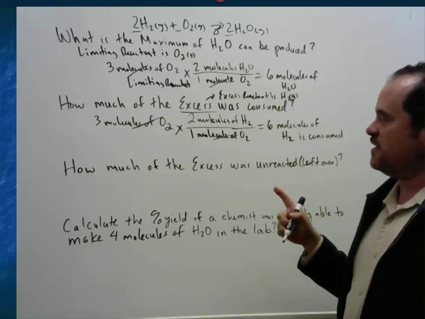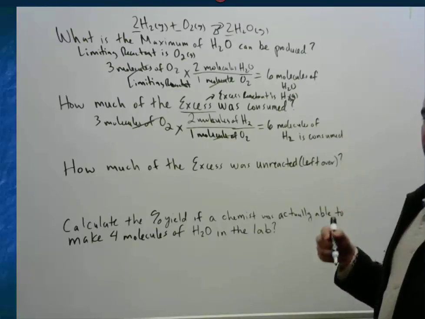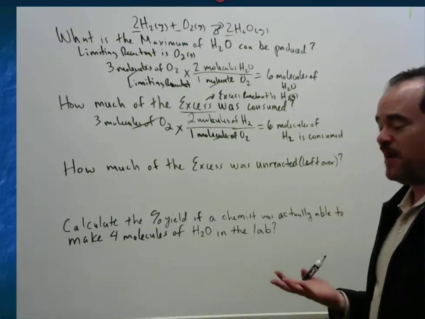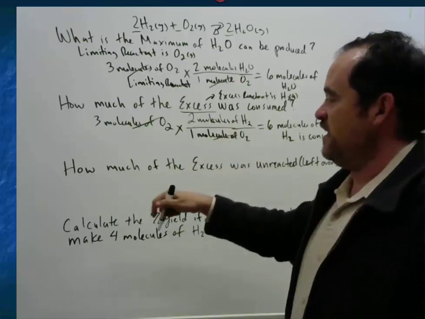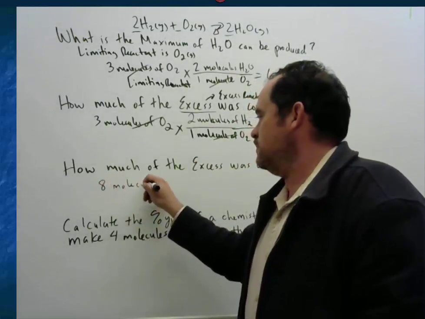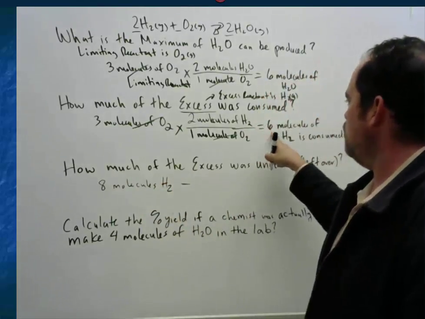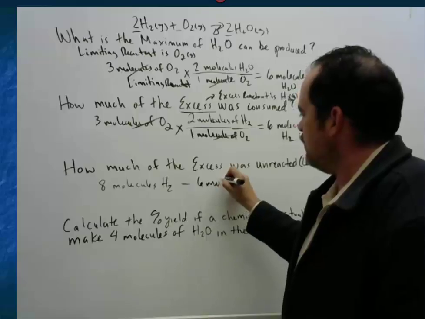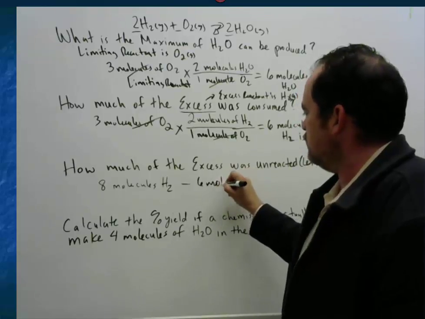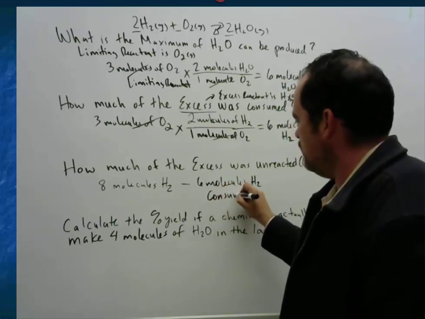So another question would be this: how much of the excess was unreacted or left over? Well, for that, it's like conservation of matter. If I started off originally in the problem with 8 molecules of hydrogen gas, but then we consumed 6 molecules of hydrogen gas, which has actually been consumed.